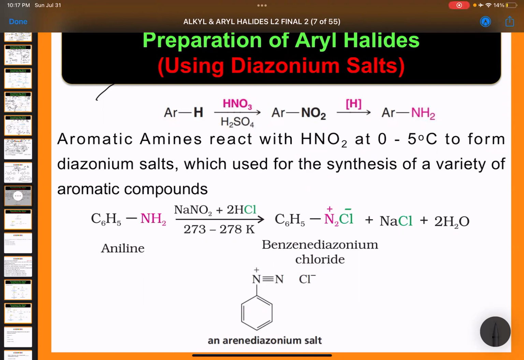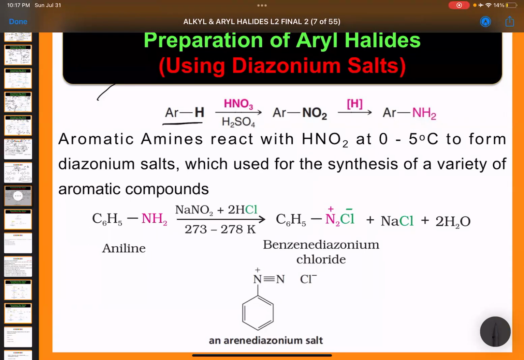And how it can help you to get Cl, Br, F or I attached to benzene. So let me tell you, this is an indirect way. This is not a direct attachment. Indirect way means first you're taking benzene. This is Ar, meaning an aromatic group.